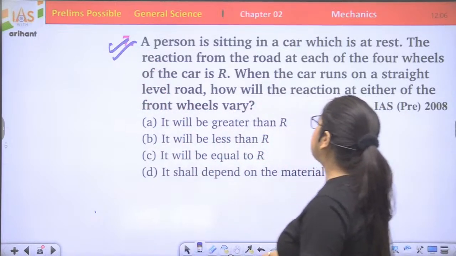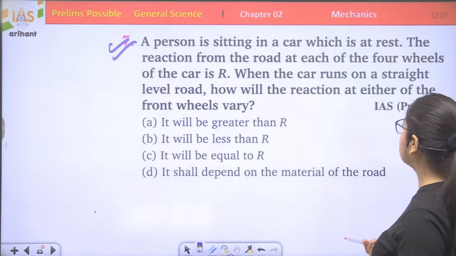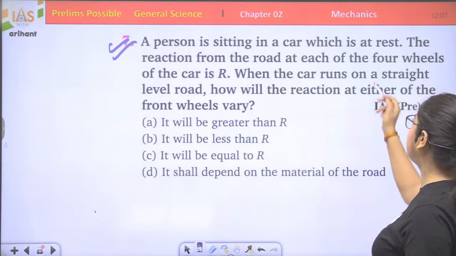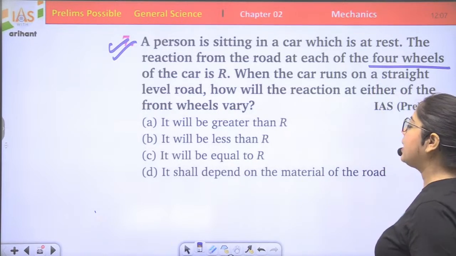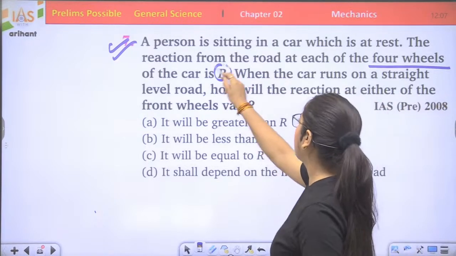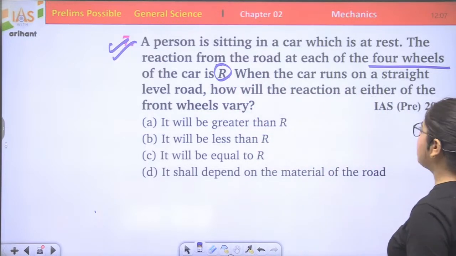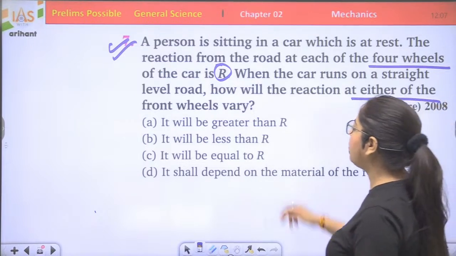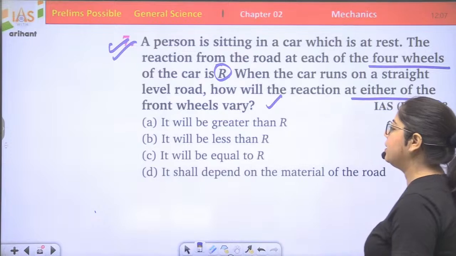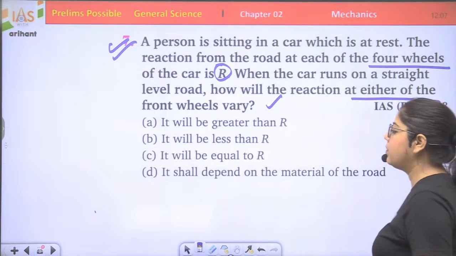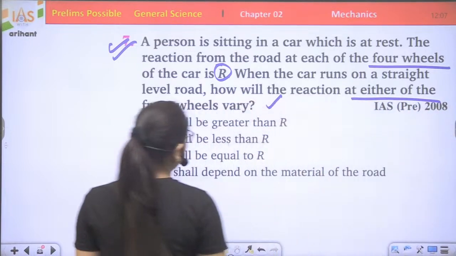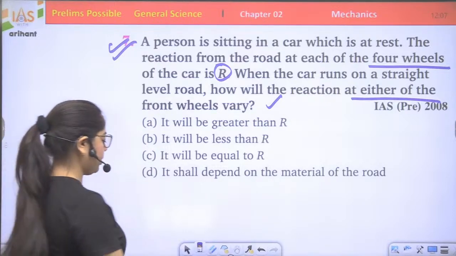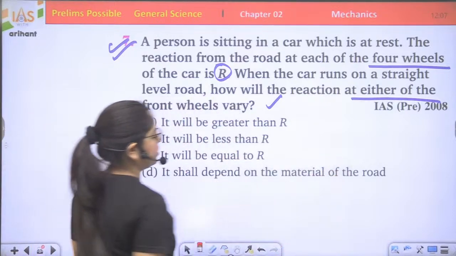A person is sitting in a car which is at rest. The reaction from the road at each of the 4 wheels of the car is R. When the car runs on a straight level road, how will the reaction at either of the front wheels vary? It will be greater than R, it will be less than R, it will be equal to R, or it shall depend on the material of the road. What will be the right answer to this question?